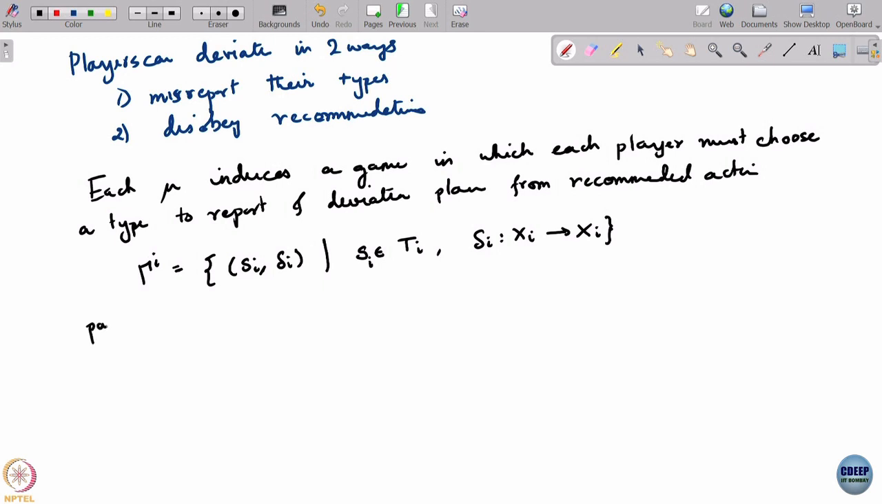Okay, the payoff then. So this we need to write out carefully. I want to see if you can. So the payoff is now for the game with this set of strategies. Players will play S comma delta, and they have types T. For a given S, delta and T, what would be the payoff? Player I does not know his type as yet. This is just for a profile of reported types S and a profile of deltas.